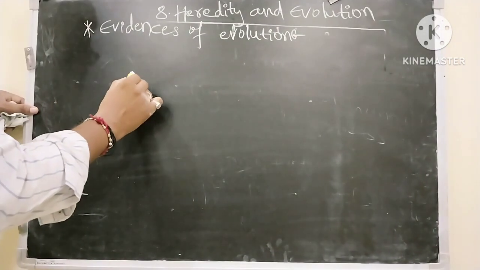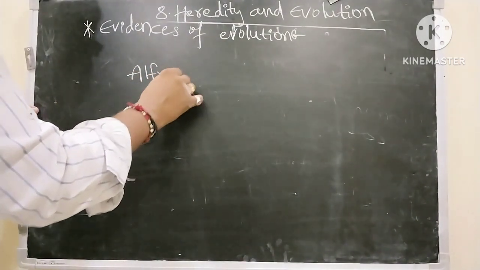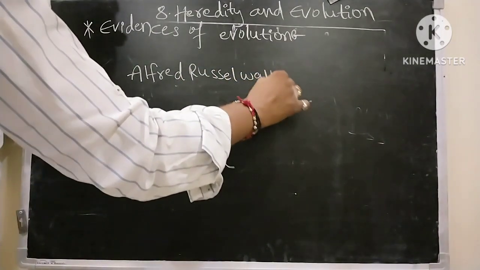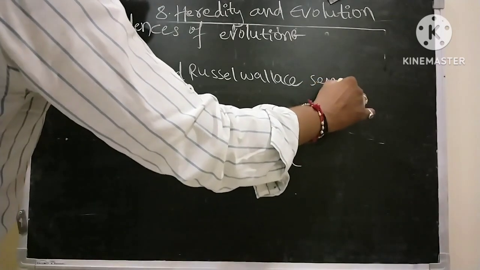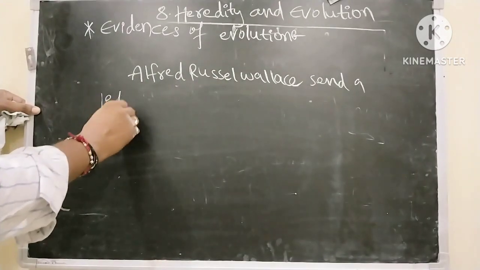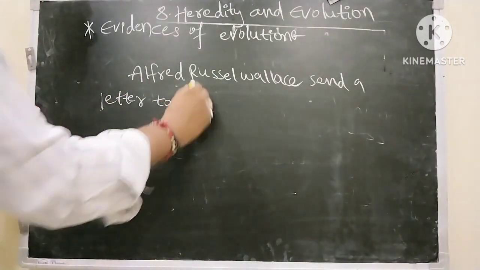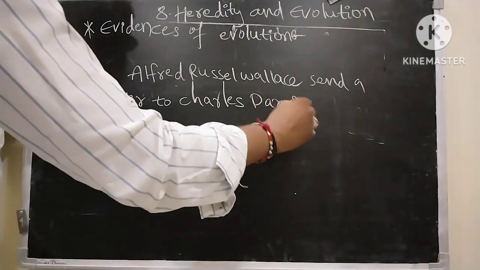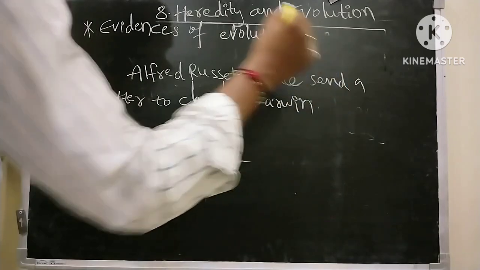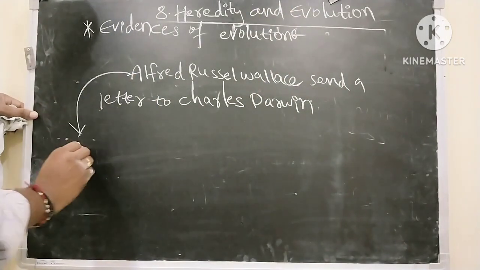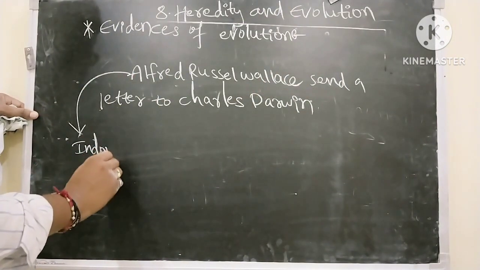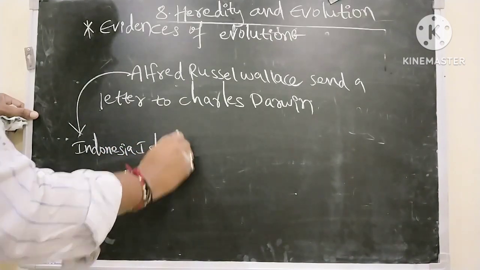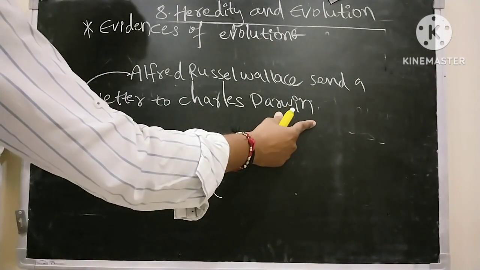Once Alfred Russel Wallace sent a letter to Charles Darwin about his observations when he went to an Indonesian island. Whatever changes he observed in nature there, he wrote in the form of a letter to Charles Darwin.